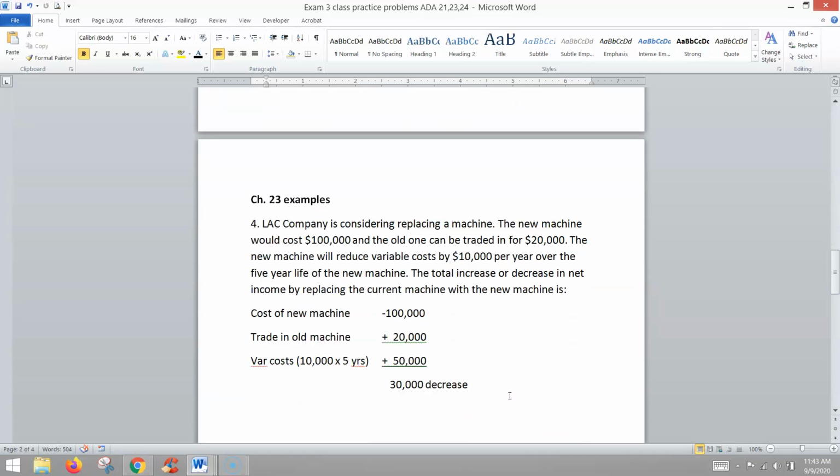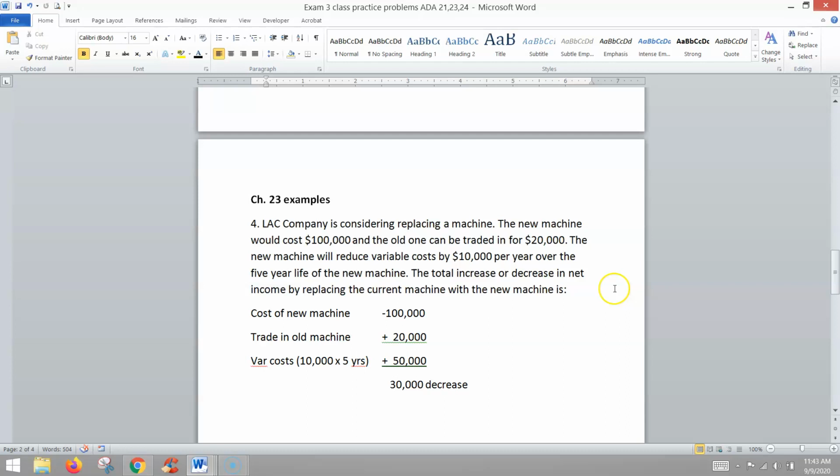The next question: LAC Company is considering replacing a machine. Remember, when we're looking at these problems, we're looking at what is relevant between the alternatives. The new machine would cost $100,000 and the old one can be traded in for $20,000. So here we have the cost of the new machine. That's going to be cash going out. However, we are going to get a reduction because we're trading in the old machine, so that's going to be a positive.